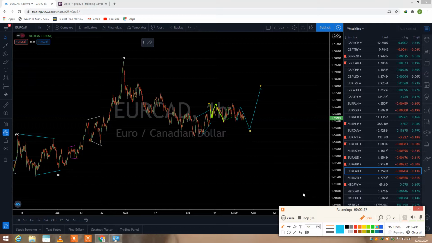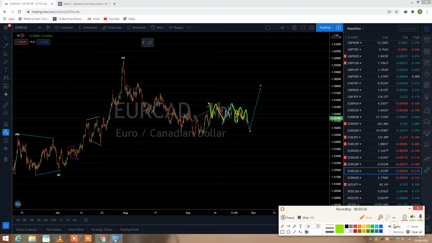So on the Eurocad, we have another 1, 2, 3. Let me take the yellow color again. So now we have this impulse. What I see here is there are 2 possibilities that can happen on the Eurocad, but I don't trade these short moves, because when a correction develops, there are so many alternatives in how it can develop. The first thing I see is a 1, 2, 3. After this 1, 2, 3, I see another 1.